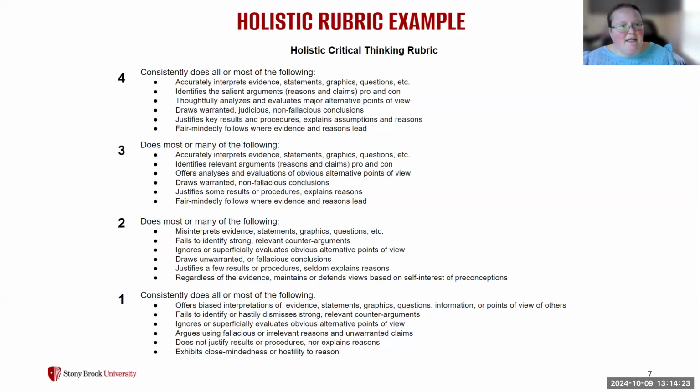So it talks about interpreting evidence, identifying arguments, analyzing alternative points of view, drawing conclusions, justifying results, and following the evidence, right? So you kind of see where it's one big picture, and maybe it's like, well, what do I do if a student is accurately interpreting the evidence, but maybe not always following where it leads, right? So that's where it can become a little bit more difficult with a holistic rubric because you have to make that decision. Okay, well, which category does it fit best, where the student does all or most of the following, because it is a holistic, one big picture judgment.